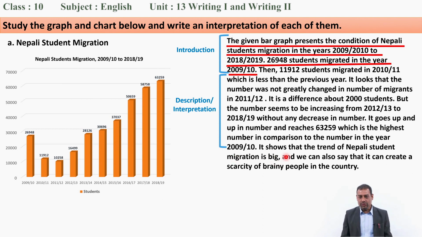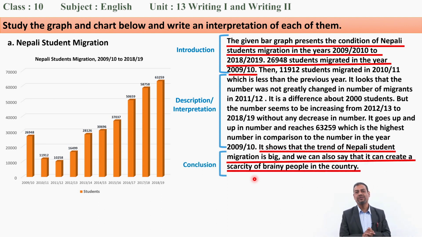It shows that the trend of Nepali student migration is big, and we can also say that it can create a scarcity of brainy people in the country. So this part is called, can you tell me now? Yes, you are right. This is called conclusion.